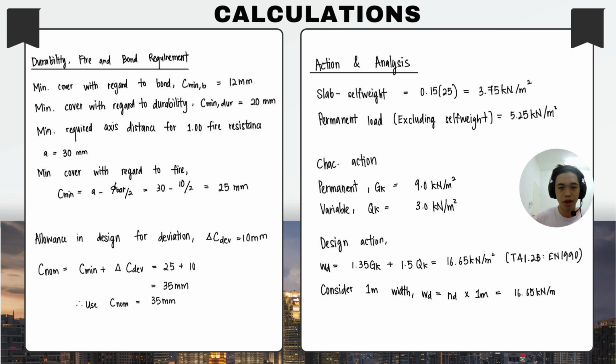The durability, fire and bond requirements are based on the Eurocode, from which we have taken the values, and also based on our design. From the action analysis we got the new GK, which is 9.0 kilonewton per meter square, and QK is still the same, 3.0 kN per meter square. By using the formula of design action from the Eurocode, we obtained 16.65 kilonewton per meter.